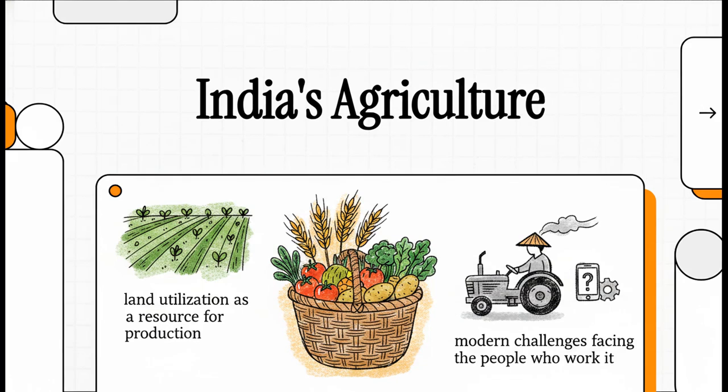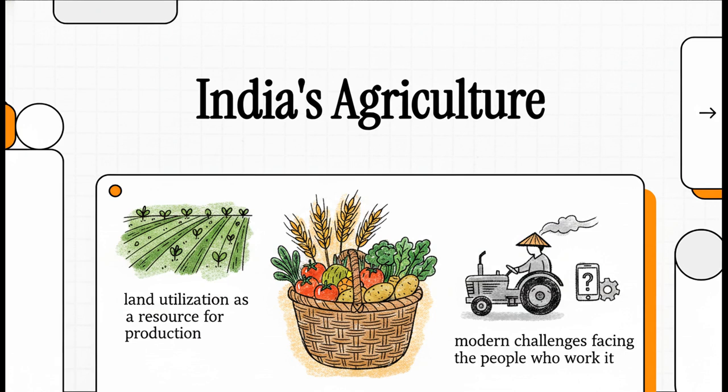Welcome to this explainer. Every single meal we eat connects back to one really fundamental puzzle: the land itself and the folks actually out there farming it. Today, we are going to break down the core elements of India's economy. We'll be looking at how land is utilized as a production resource, the sheer scale of the agricultural output it generates, and the modern everyday challenges facing the people working that land.